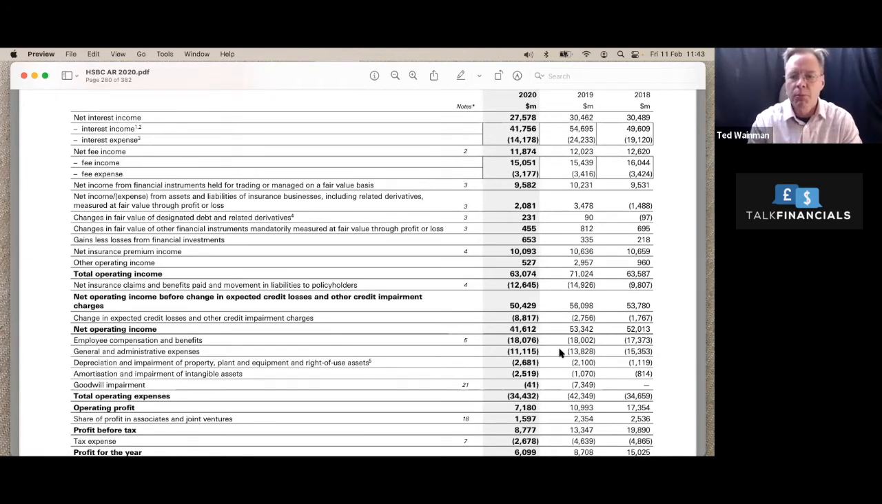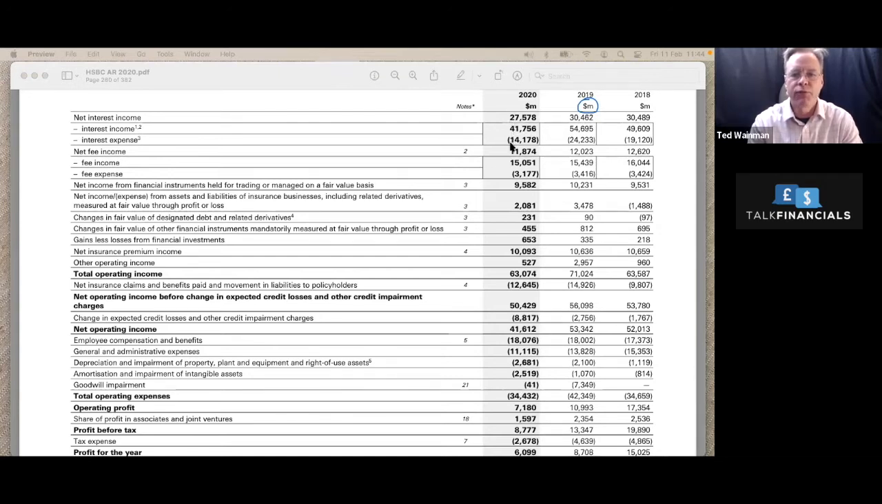So from the top, here we are in the income statement. Just a quick note, we are dealing in millions of dollars. You can see up there, millions of dollars. So when we say revenue of 27,578, that's 27,000. That is obviously 27 billion. So $27 billion in income.